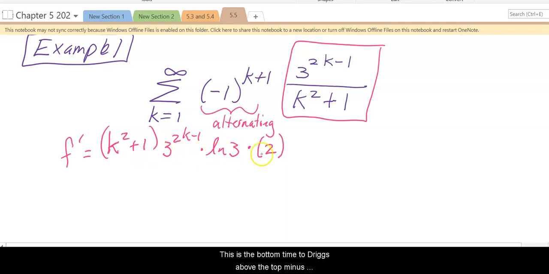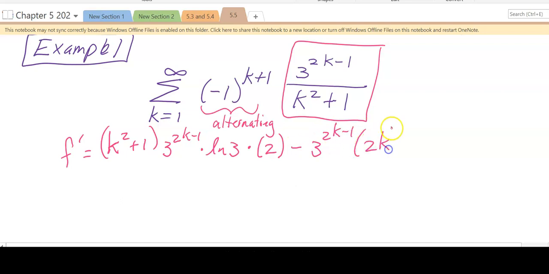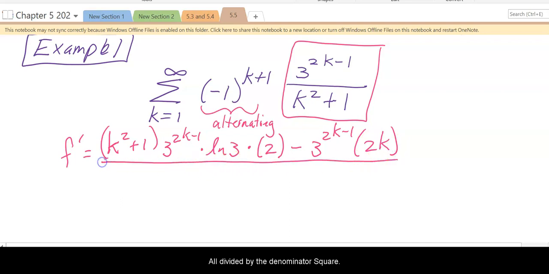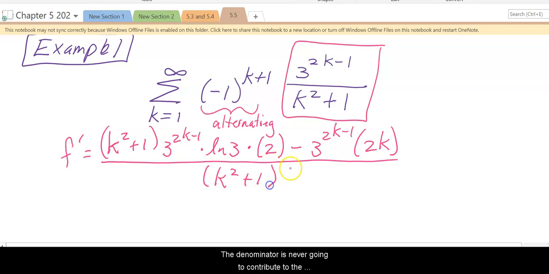This is the bottom times the derivative of the top minus the top, 3 to the 2k minus 1, times the derivative of the bottom, 2k, all divided by the denominator squared. The denominator is never going to contribute to the sign of the derivative because it's squared, which means it's strictly non-negative. Now I need to look at the numerator and see what I can figure out.